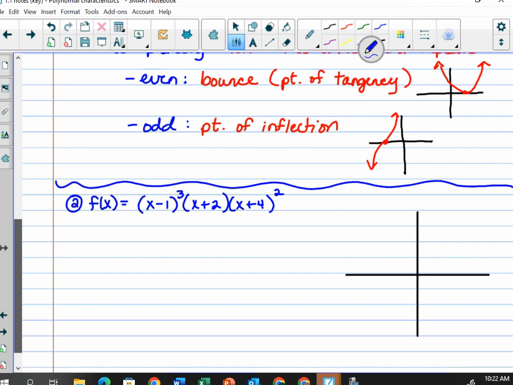What about the one we did earlier with the 3x? We're not going to graph that one yet. Factored form is much easier to graph a polynomial than in standard form. So we're going to start with this one.